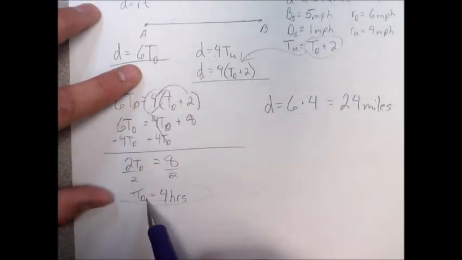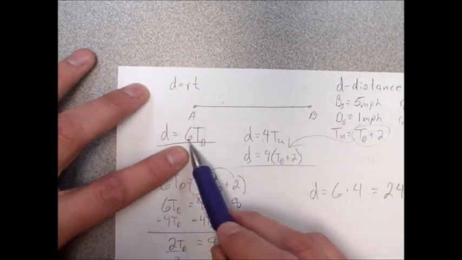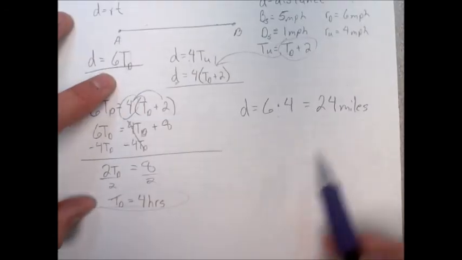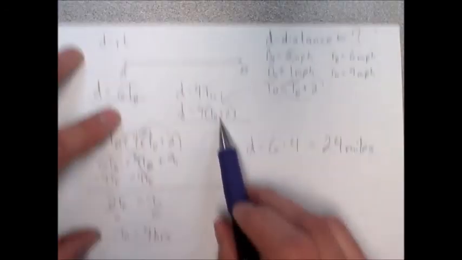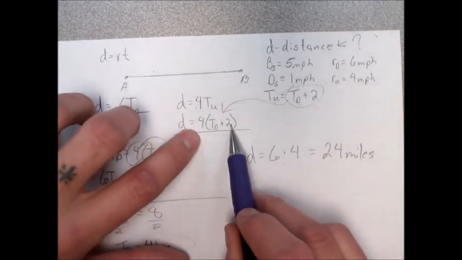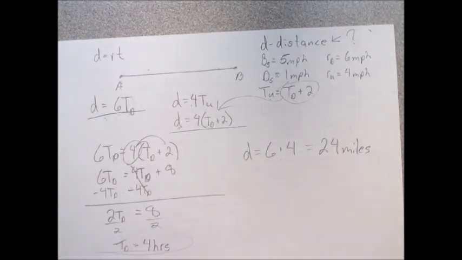Because the time downstream was 4 hours, so 6 multiplied by my time, which gives me 24. I could have plugged it in here. Is that what you're asking me? If I would have plugged it in here, it would have been 4 plus 2, which is 6. 6 times 4 is, again, 24. Because the distances match. It didn't matter in this particular case.